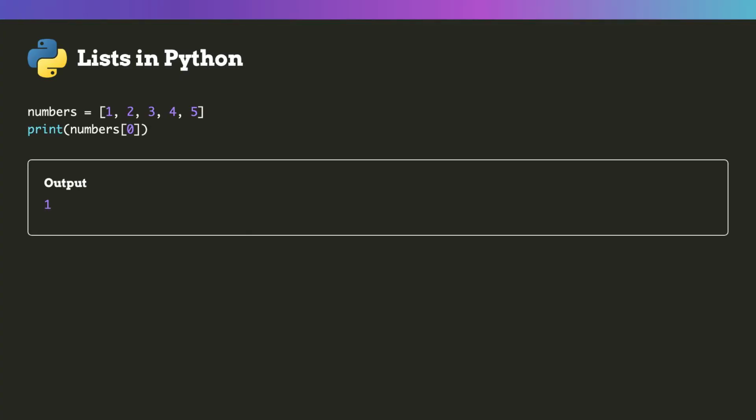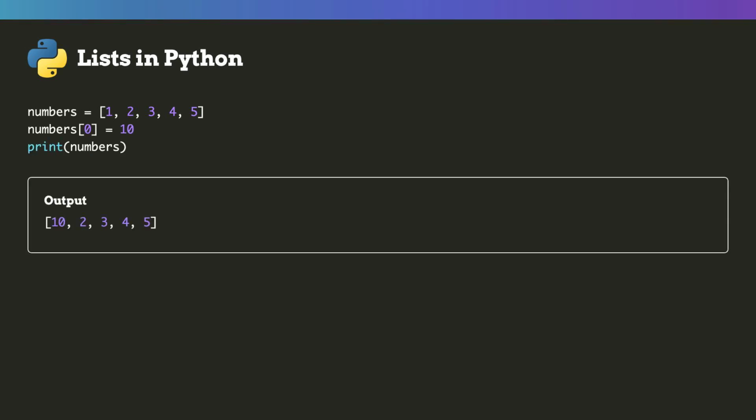Accessing items in a list is straightforward. You use the index of the item. The index is a number that refers to the position of an item. Python lists are zero-indexed, meaning the first item is at index 0. Getting index 0 of numbers gives the first item in numbers.